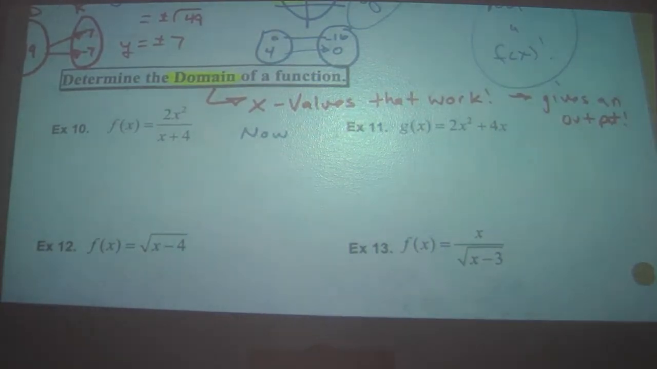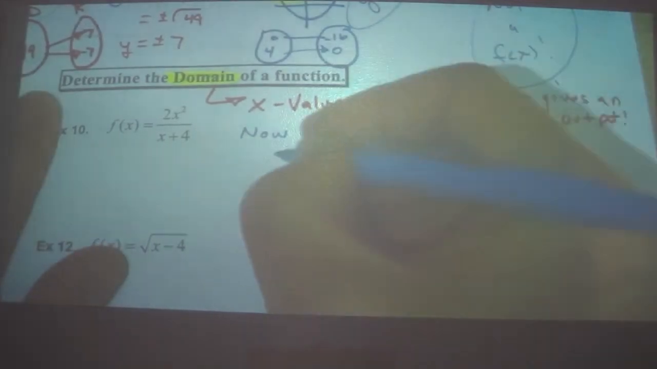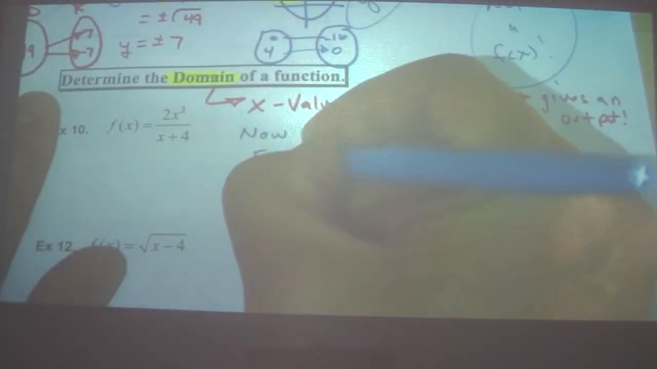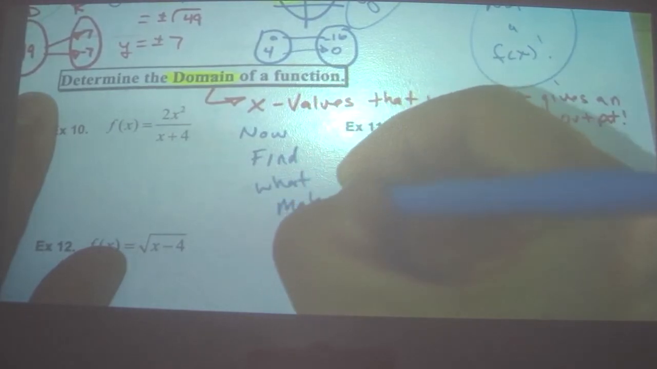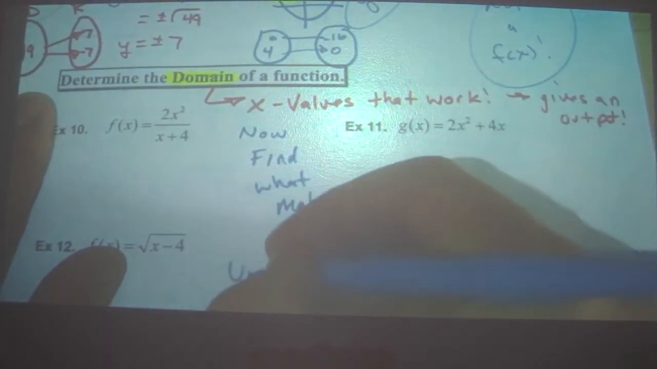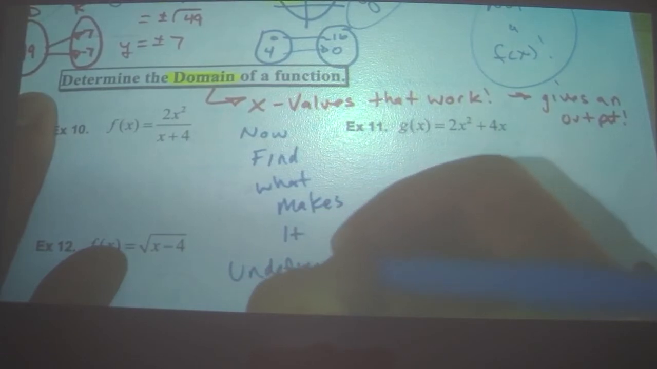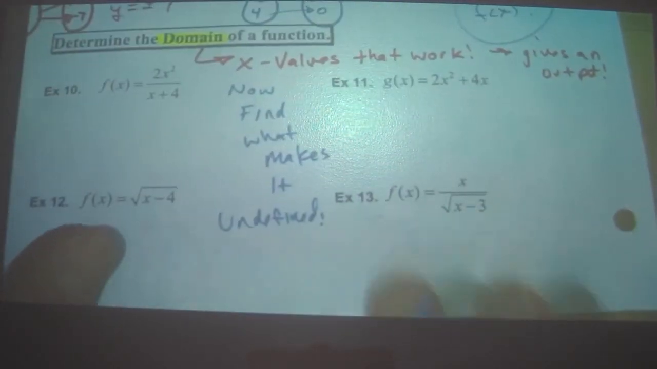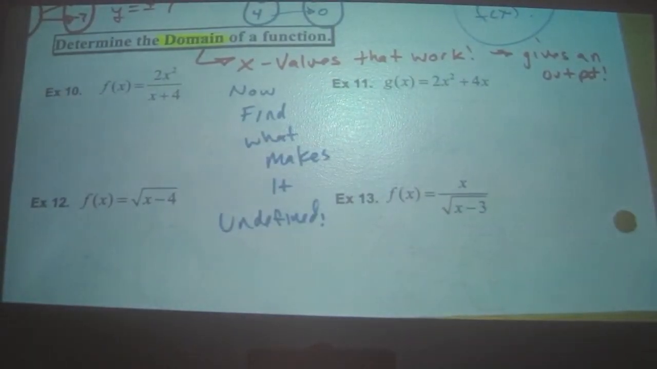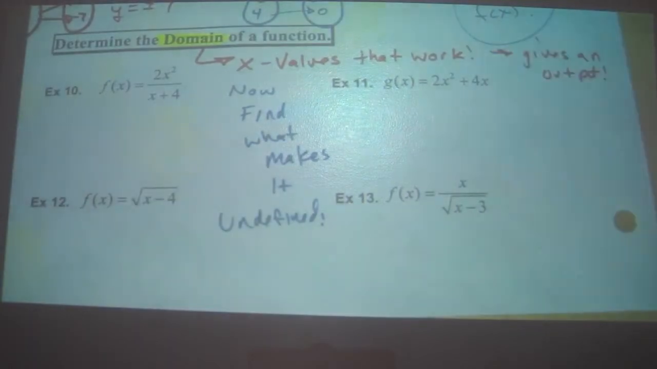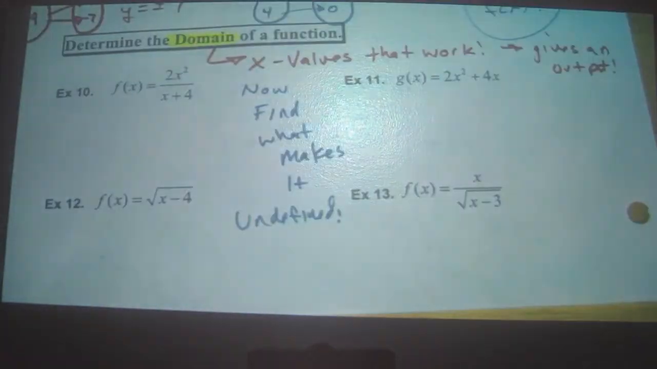So really now what we have to do is we have to find what makes it undefined. So we have to find what value makes it undefined. So when you run into this, you're going to run into really two ideas today, okay? The first one, the first function is a fraction.